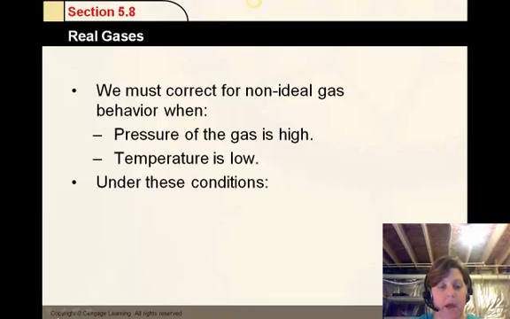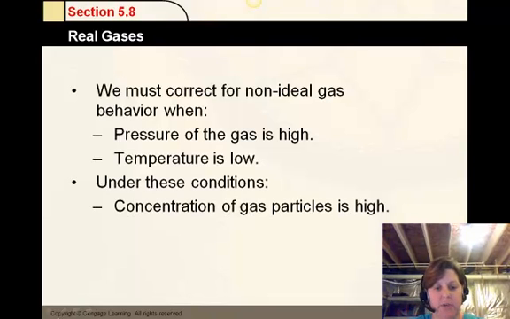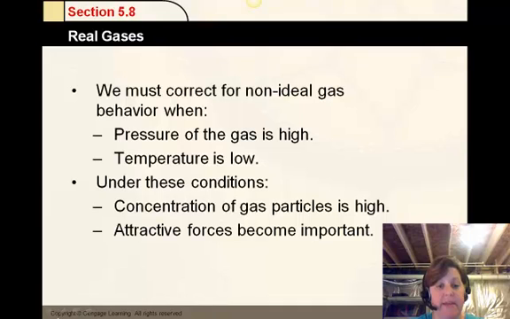Under these conditions, the concentration of gas particles is high, and the attractive forces become important. We'll revisit attractive forces, things like hydrogen bonding, dipole-dipole force, or London dispersion forces. But these are the other factors that come into play when molecules get closer together.